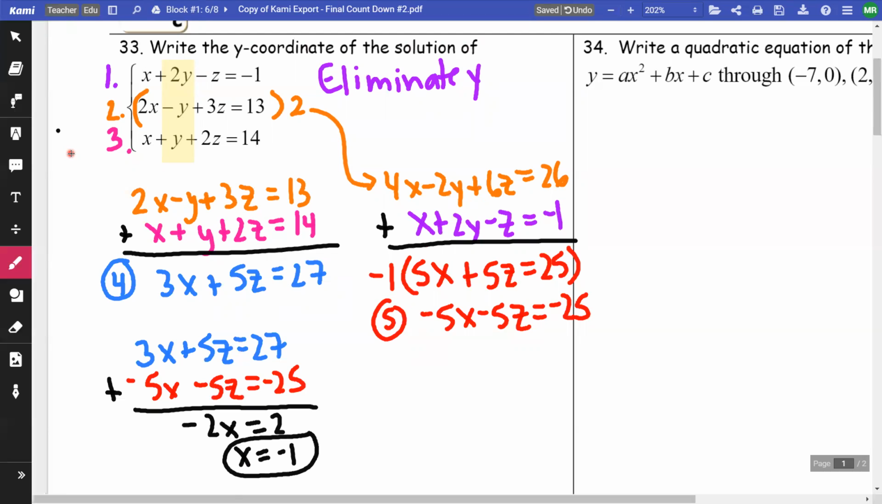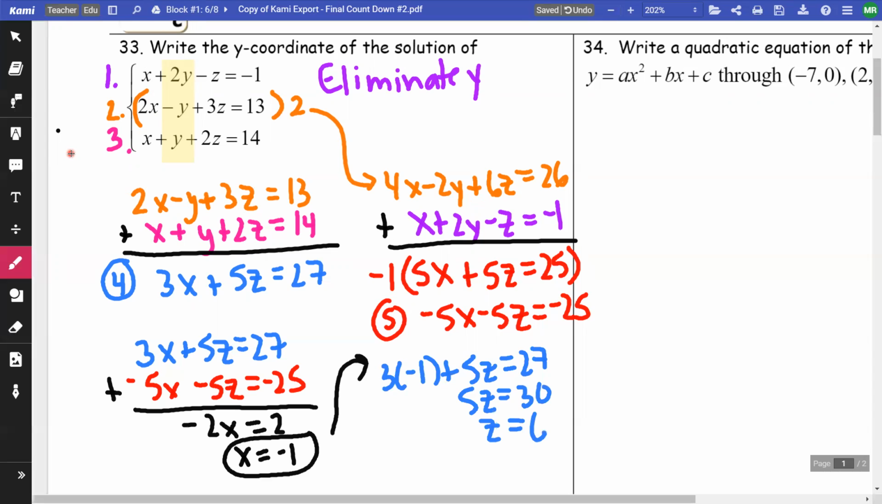I'm still not done with the system because it has an x and a z. I found my x, so I'm going to substitute it into one of the two equations. I'm thinking I'm going to do it into the blue one. How about that? It doesn't matter. So I'm going to go 3 times negative 1 plus 5z equals 27. So I'm going to get 5z. That's a negative 3, so when I add it to the other side, I'm going to get a 30. So I get z is equal to 6.